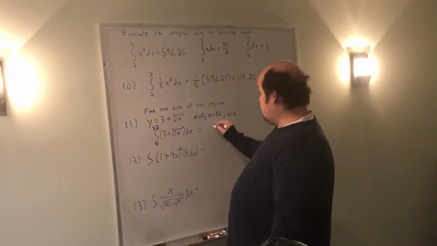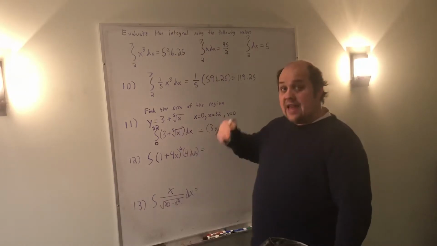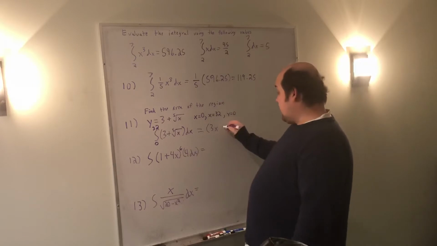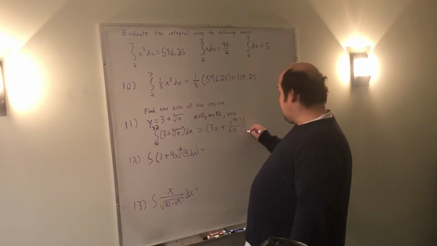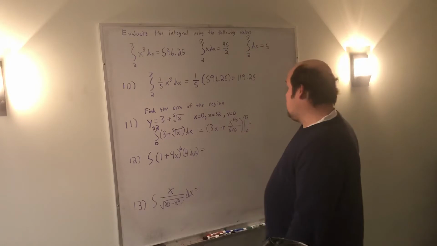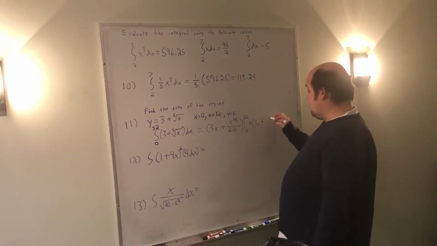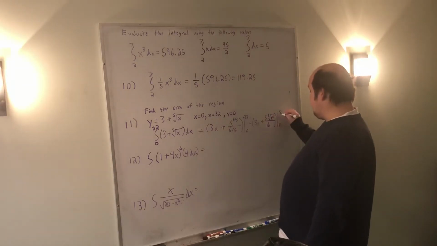When this gets integrated, 3 becomes 3x. X to the 1/5, I add 5 over 5 to it. That becomes 6/5. So I get plus x to the 6/5 divided by 6/5. This is all being evaluated from 0 to 32. That means it's really 3x plus 5, the 5th root of x to the 6th over 6, evaluated from 0 to 32.